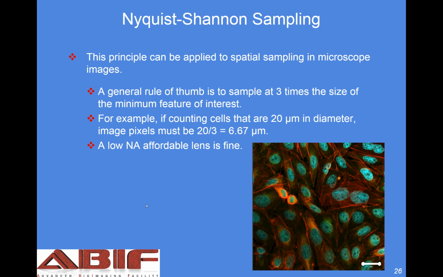So for example, if I'm counting cells and the cells are 20 micrometers in diameter, I don't really need a really high resolution lens. I just need to be able to say this is one cell, this is another cell. So my pixels could be up to say 6.67 microns, and a low numerical aperture affordable lens would be just fine. And you can see from this image here, we can easily count the nuclei of these different cells.